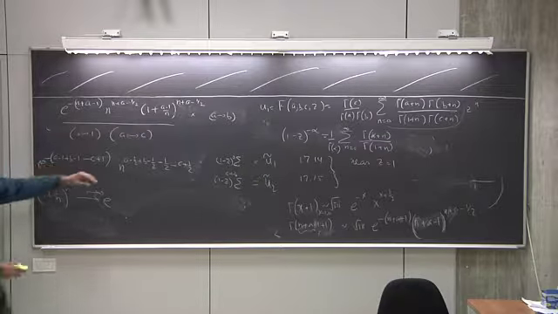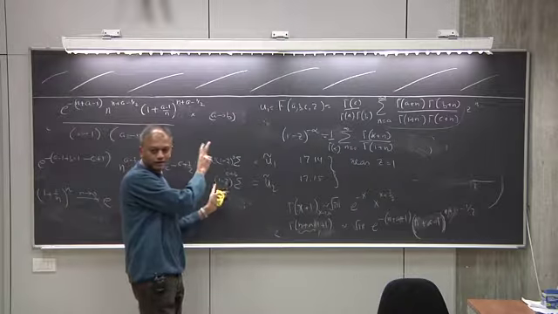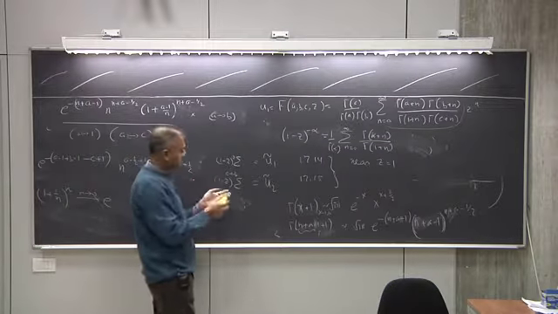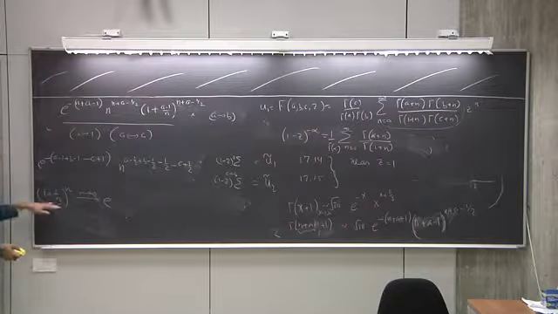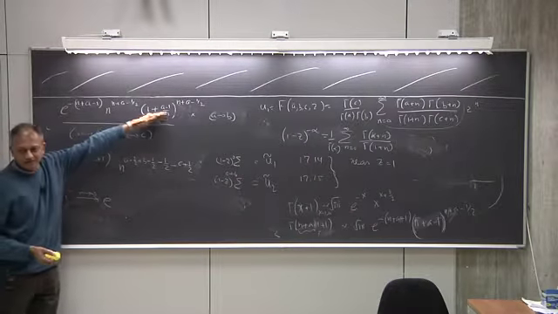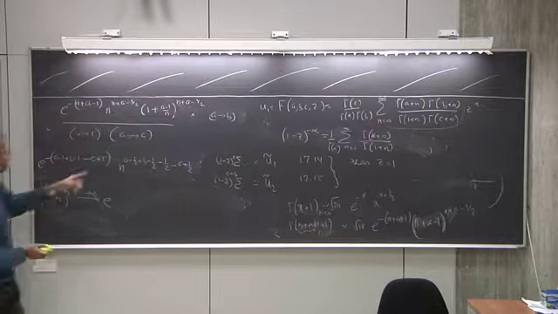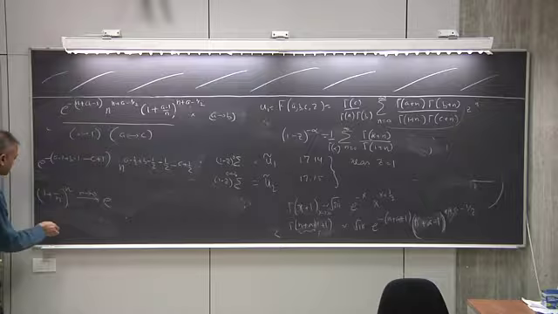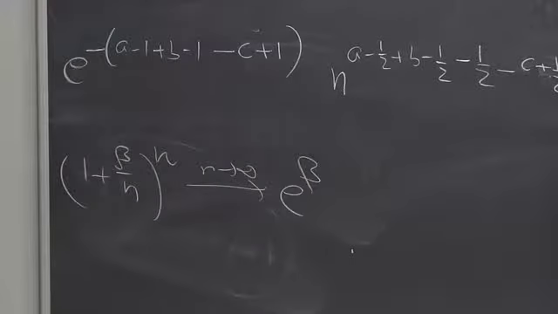I mean, constants will be important if you really want to say that this is equal to some number times that. But at the moment I'm not interested in that number. I'm only interested in whether this behavior exists or not. So I will not worry about these factors. In general, if you have 1 plus beta over n to the power of n, this goes to e to the beta.